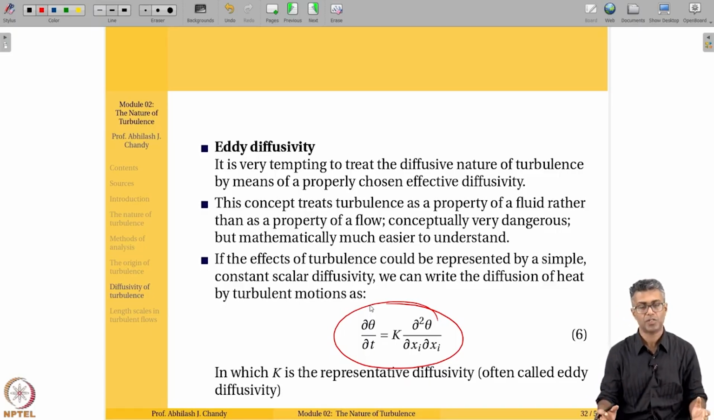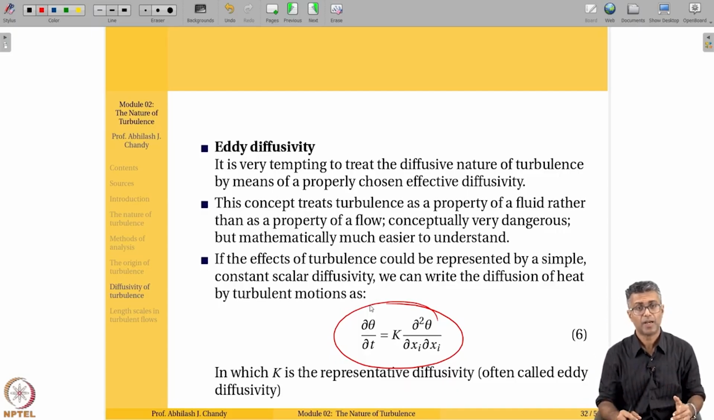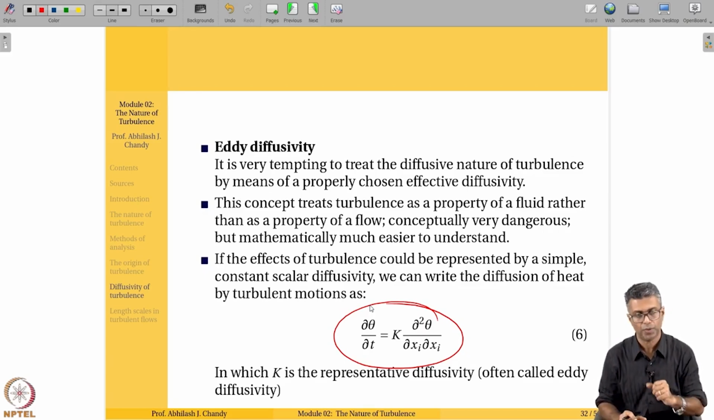So mathematically it is easier to understand. Conceptually it's a very dangerous thing to do, because that is not the case. One of the attributes is that turbulent flows are flows and not properties of fluid. So this violates that right there. However, just so that we can understand the process, we'll go with this.